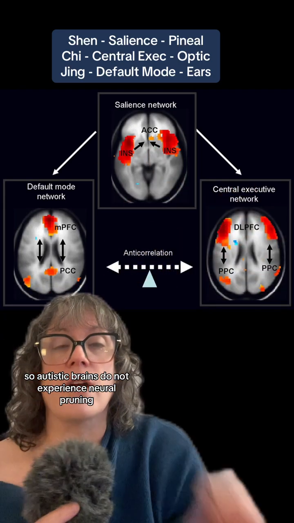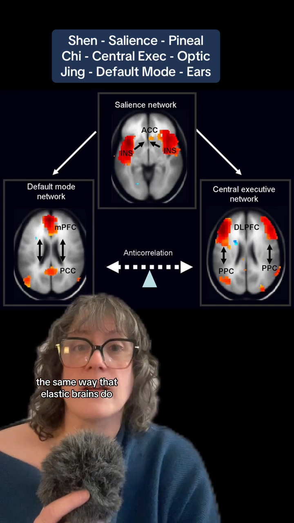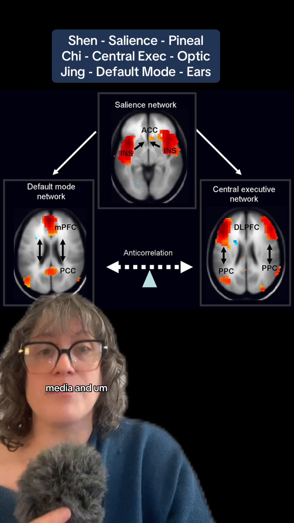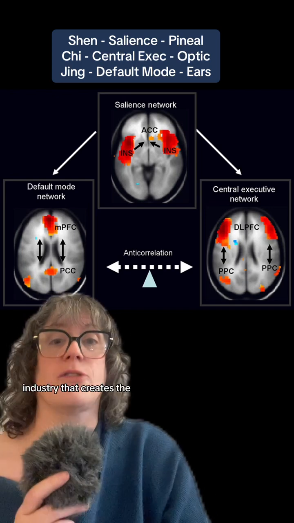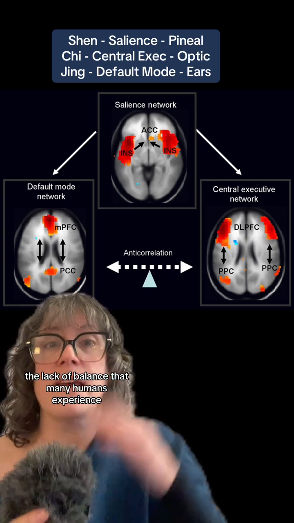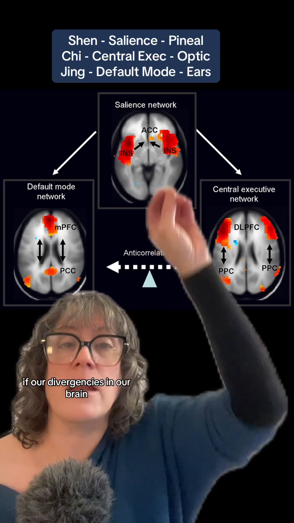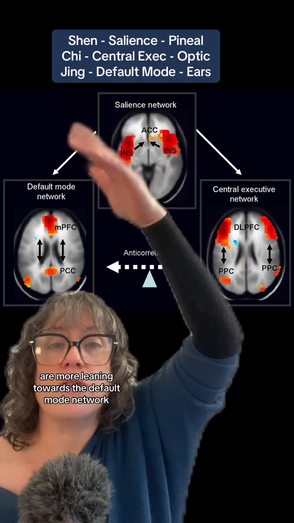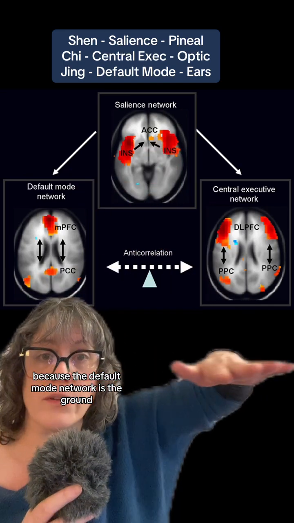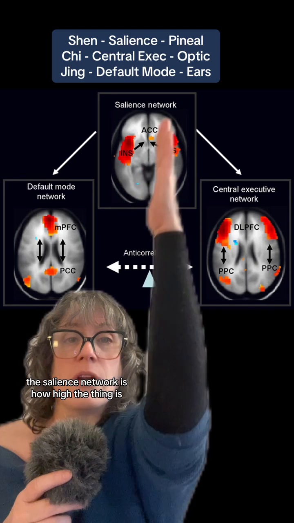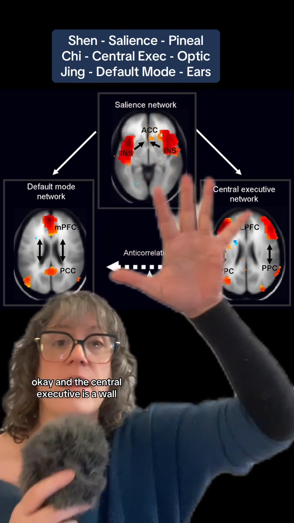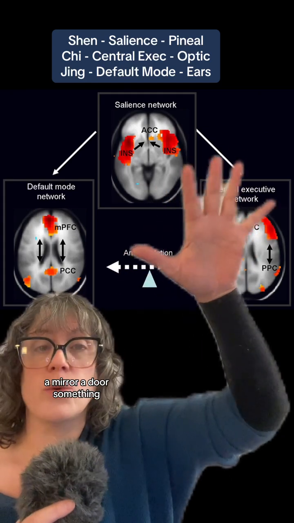So autistic brains do not experience neural pruning the same way that allistic brains do. I'm going to guess it's a factor of tech, media, and industry that creates the lack of balance that many humans experience if our divergences in our brain are more leaning towards the default mode network, because the default mode network is the ground. The salience network is how high the thing is, okay? And the central executive is a wall, a mirror, a door, something.